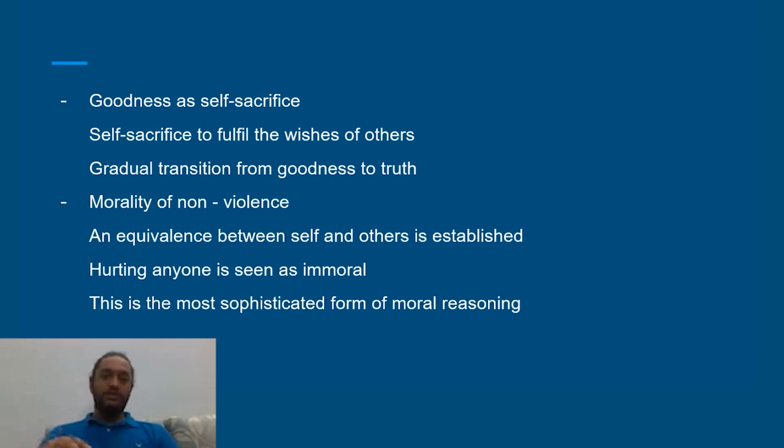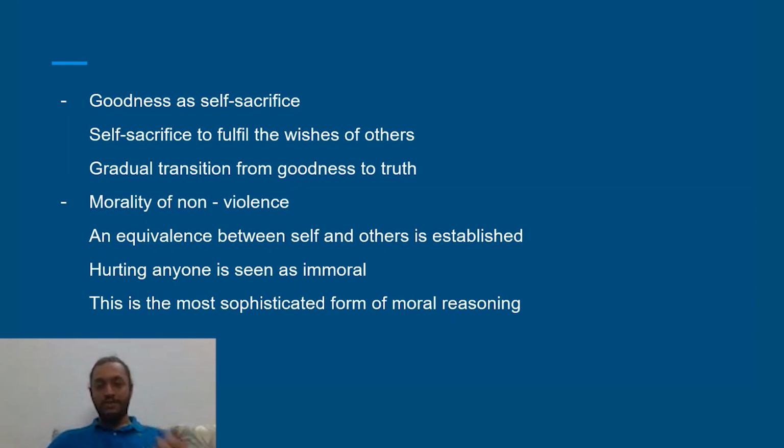So the second stage is reached where they say goodness as self-sacrifice. So for women, according to Gilligan, the second stage of moral development is where they'll start to see that self-sacrifice is a great moral ideal to look at, right? So you sacrifice your own needs to fulfill others' needs, and then you'll move from there to the morality of goodness to truth, right?